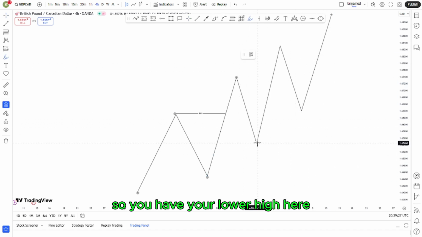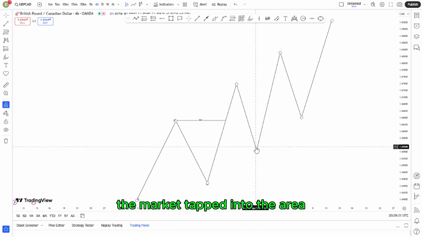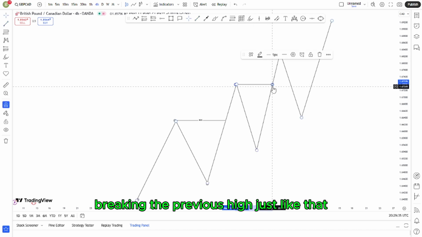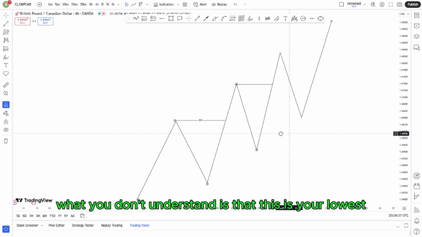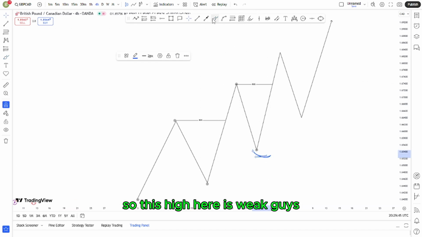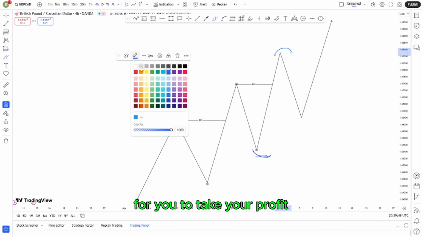So you have your lower high here. Then after having the lower high, the market tapped into the area, then it started pushing up, breaking the previous high just like that. And most of you, what you don't understand is that this is your lowest low here. This low is protected and this high is weak. So this high here is weak, guys. The market has to take it out for you to take your profits.